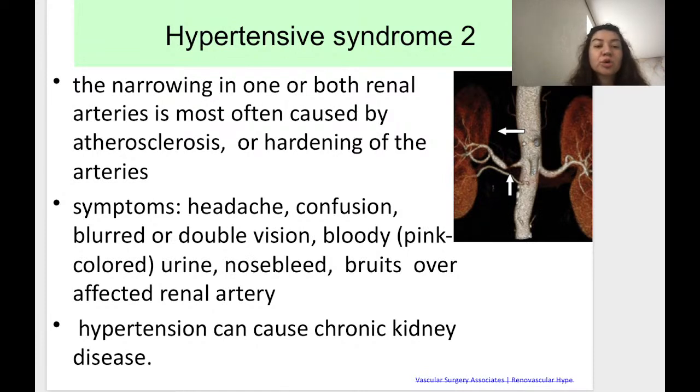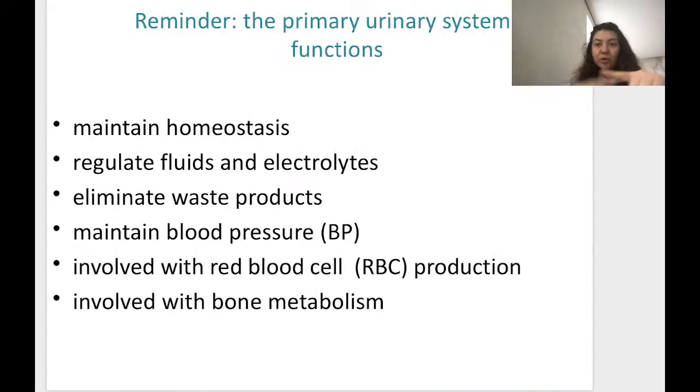Hypertension can cause chronic kidney disease. They worsen each other like a pathological chain. Yes, when there is a problem with the kidney, kidney atherosclerosis leads to hypertension, and hypertension worsens the function of the kidney, increases pressure in the kidney, and can lead to chronic kidney disease. That is worsening, one more time, hypertension.